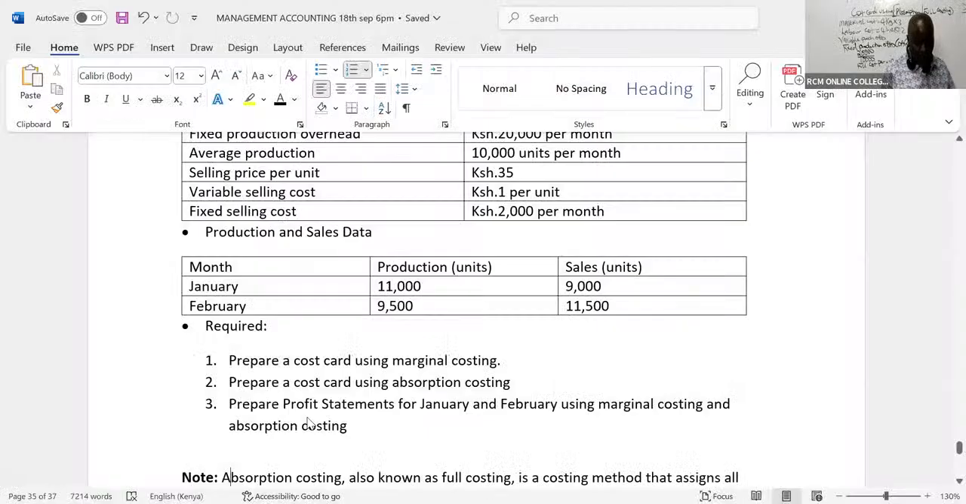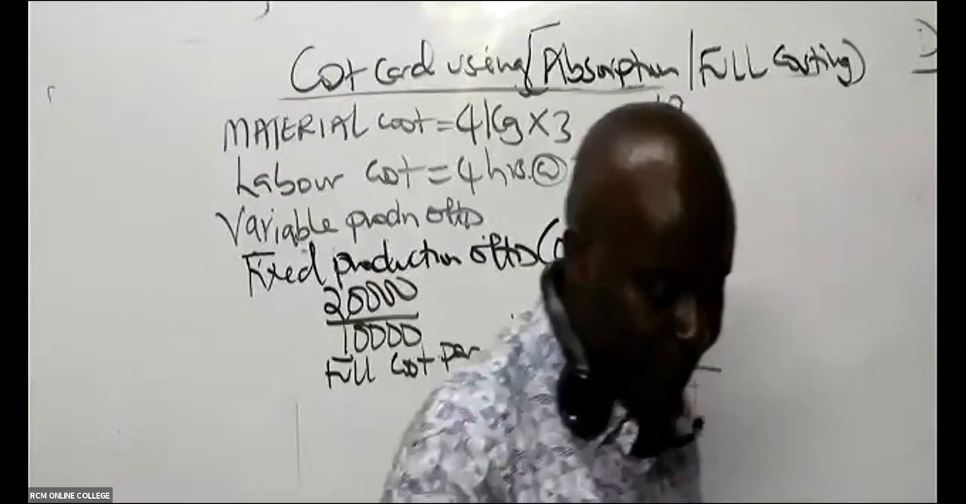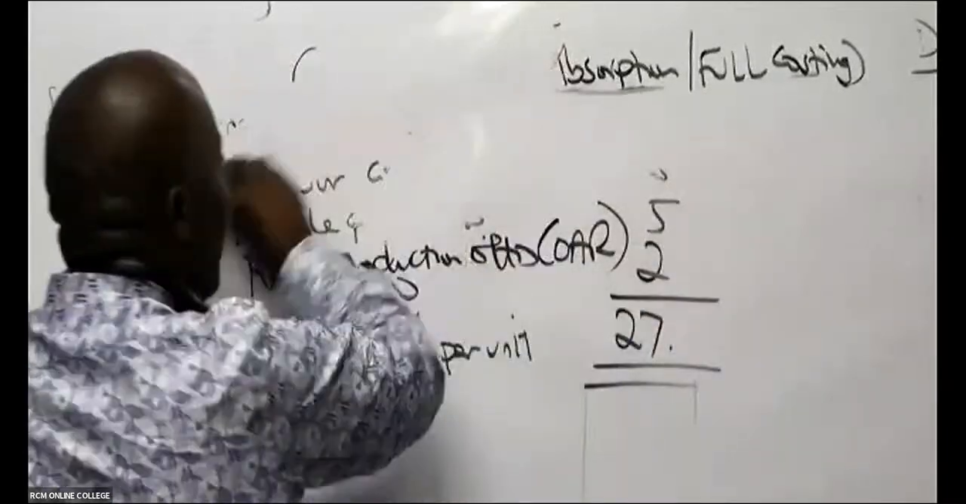Now, look at number 3 of this question. The moment we finish this number 3, we go home, where you guys laugh, isn't it? Prepare profit statements for January and February using marginal costing and what here, somebody? Absorption costing. So I would want to prepare for both of them. Yeah, so profit and loss statements.